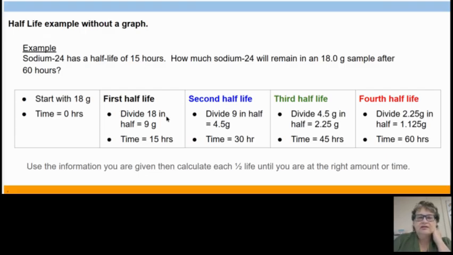Then the second half-life happens when we are at 4.5 grams. That happens at 30 hours, right? Because each of these is the same number of hours. The third half-life is then half of the 4.5, so 2.25. Now we're at 45 hours. The fourth half-life is then half of the 2.25, which gives us 1.125 grams in 60 hours. So now we're at the 60-hour mark. It asks how much is going to be left. 1.125 grams is left.